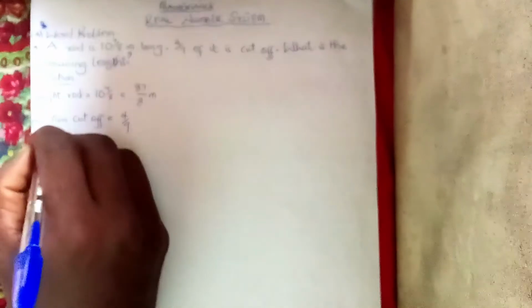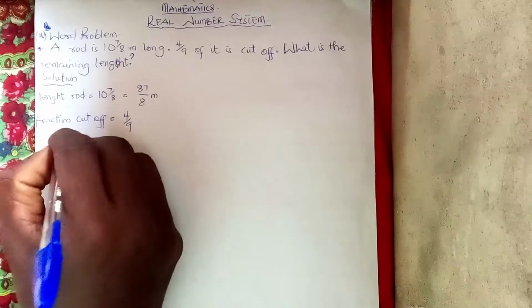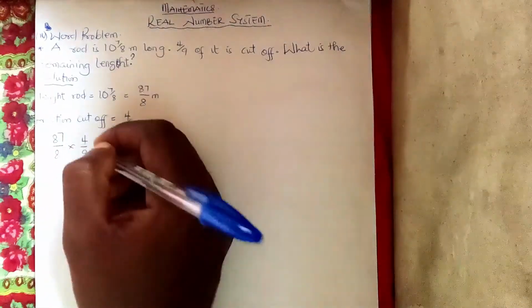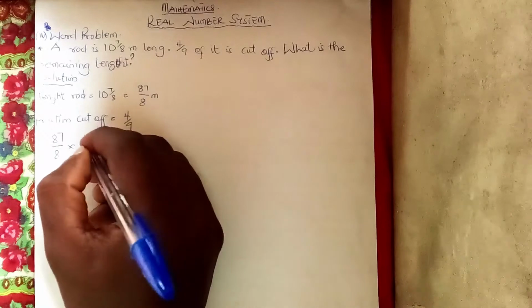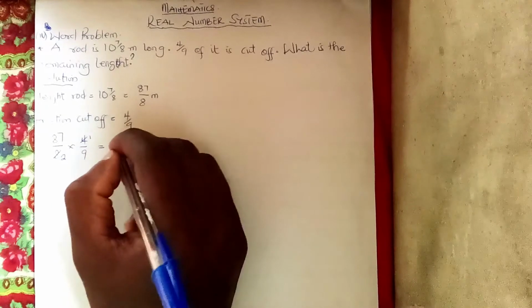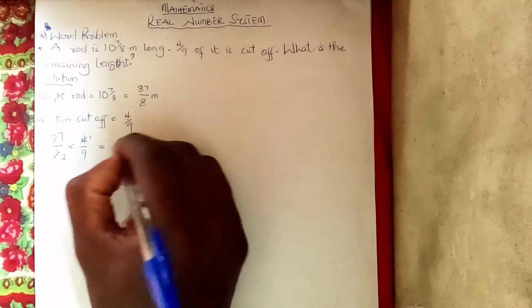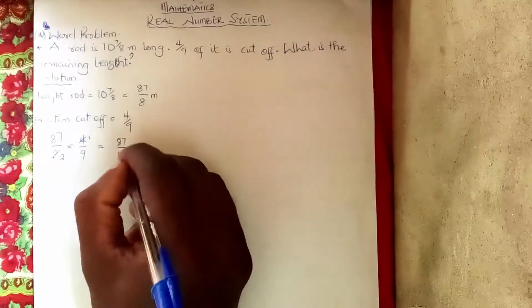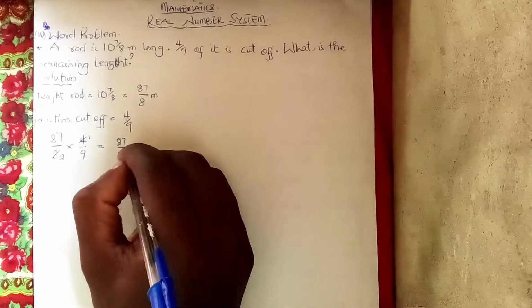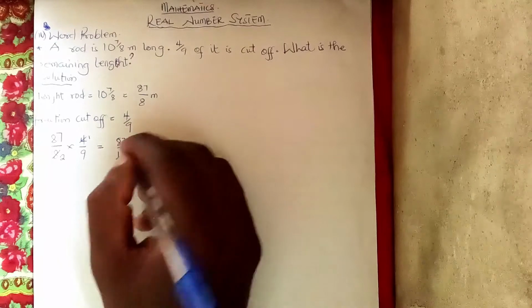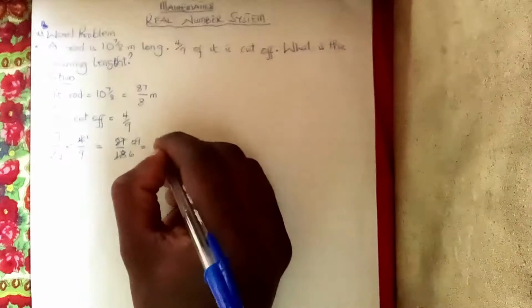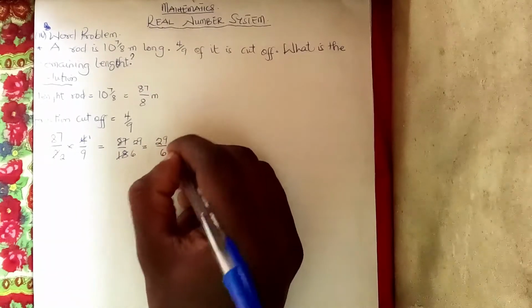So we have 87/8 times 4/9, of which 4 divides itself once and divides 8 twice. Let's multiply it. We have 87/18, of which 3 is divisible. So 3 divides 18 by 6 and divides 87 by 29. So our final answer is 29/6 meters.